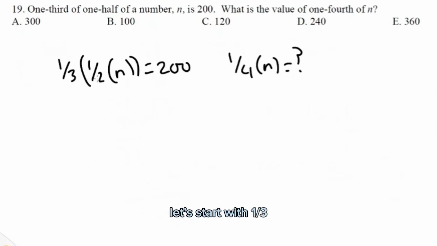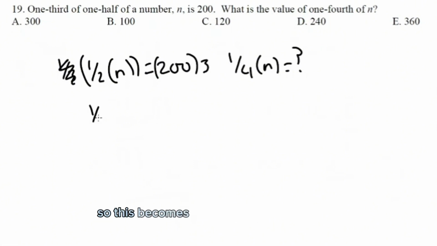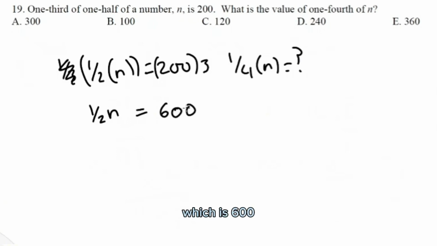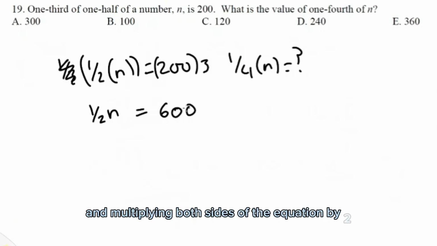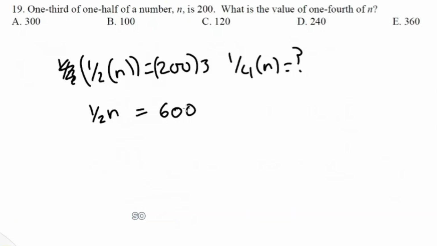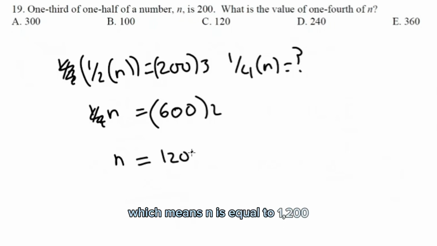Let's start with 1/3. The way we cancel out 1/3 is multiplying it by its reciprocal, which is just 3. So the 3 cancels out the 1/3 here, and we can multiply this side, which is 200, times 3. So this becomes 1/2 of n is equal to 200 times 3, which is 600. Now we can get rid of the 1/2 by multiplying both sides of the equation by 2, which is the reciprocal of 1/2. So this just becomes n by itself, and this becomes 600 times 2, which means n is equal to 1,200, because 600 times 2 is 1,200.